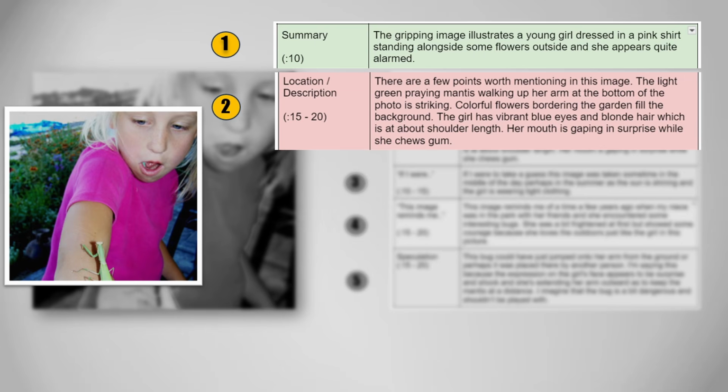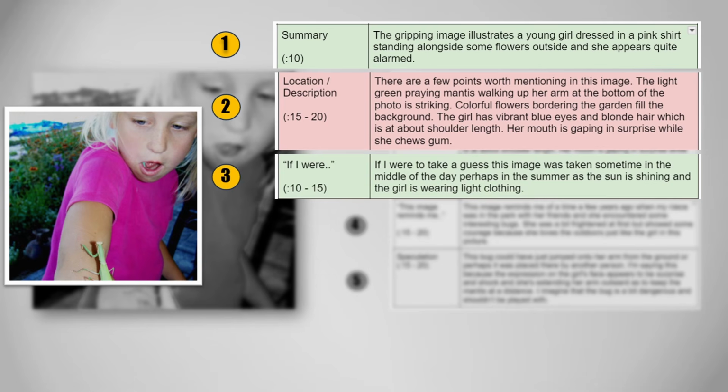The girl has vibrant blue eyes and blonde hair, which is at about shoulder length. Her mouth is gaping in surprise while she chews gum. Number 3, if I were to take a guess, this image was taken sometime in the middle of the day, perhaps in the summer, as the sun is shining and the girl is wearing light clothing. Don't say clothes, say clothing. It ranks higher on the scale.